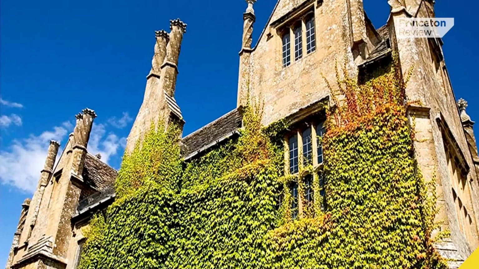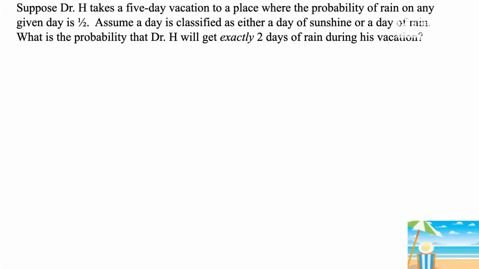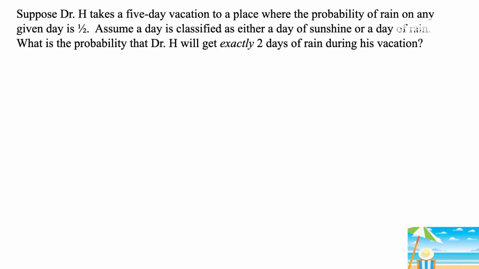So now let's take a look at prepping for the AP statistics. And I'm going to start with an example question. Dr. H takes a 5-day vacation to a place where the probability of rain on any given day is a half. Assuming a day is classified as either a day of sunshine or a day of rain, what is the probability that Dr. H will get exactly 2 days of rain during his vacation?